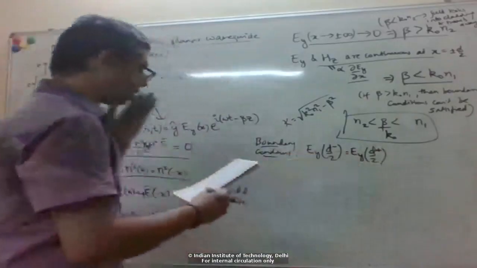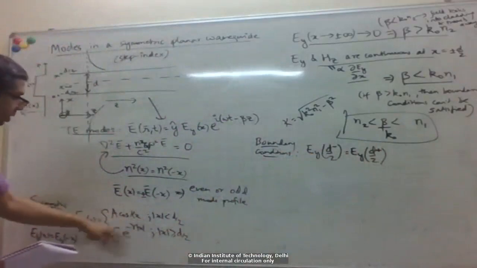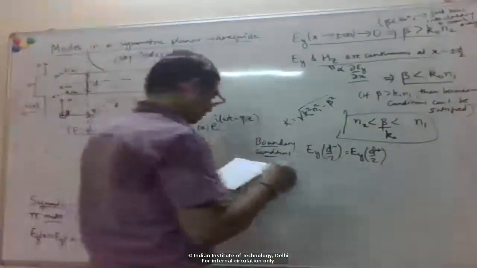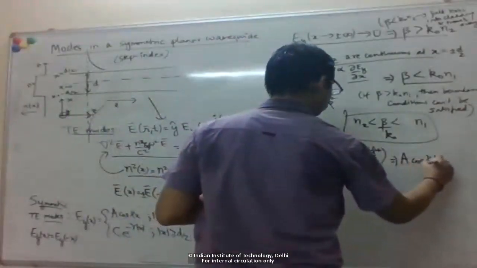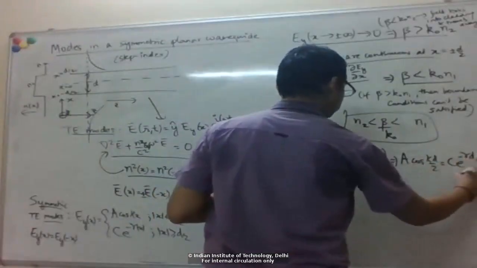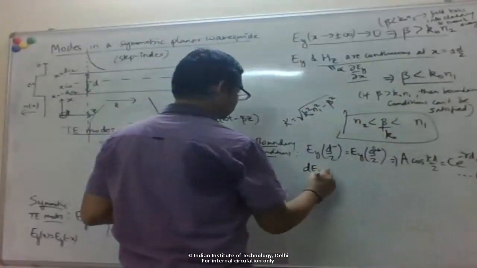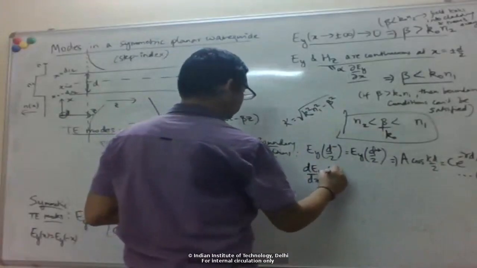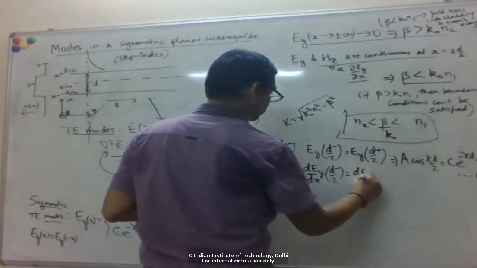plus. So basically we have to put x equal to d by 2 here and x equal to d by 2 here and equate. So that's one equation we get, and then the second boundary condition is that the derivative of Ey also has to be continuous.